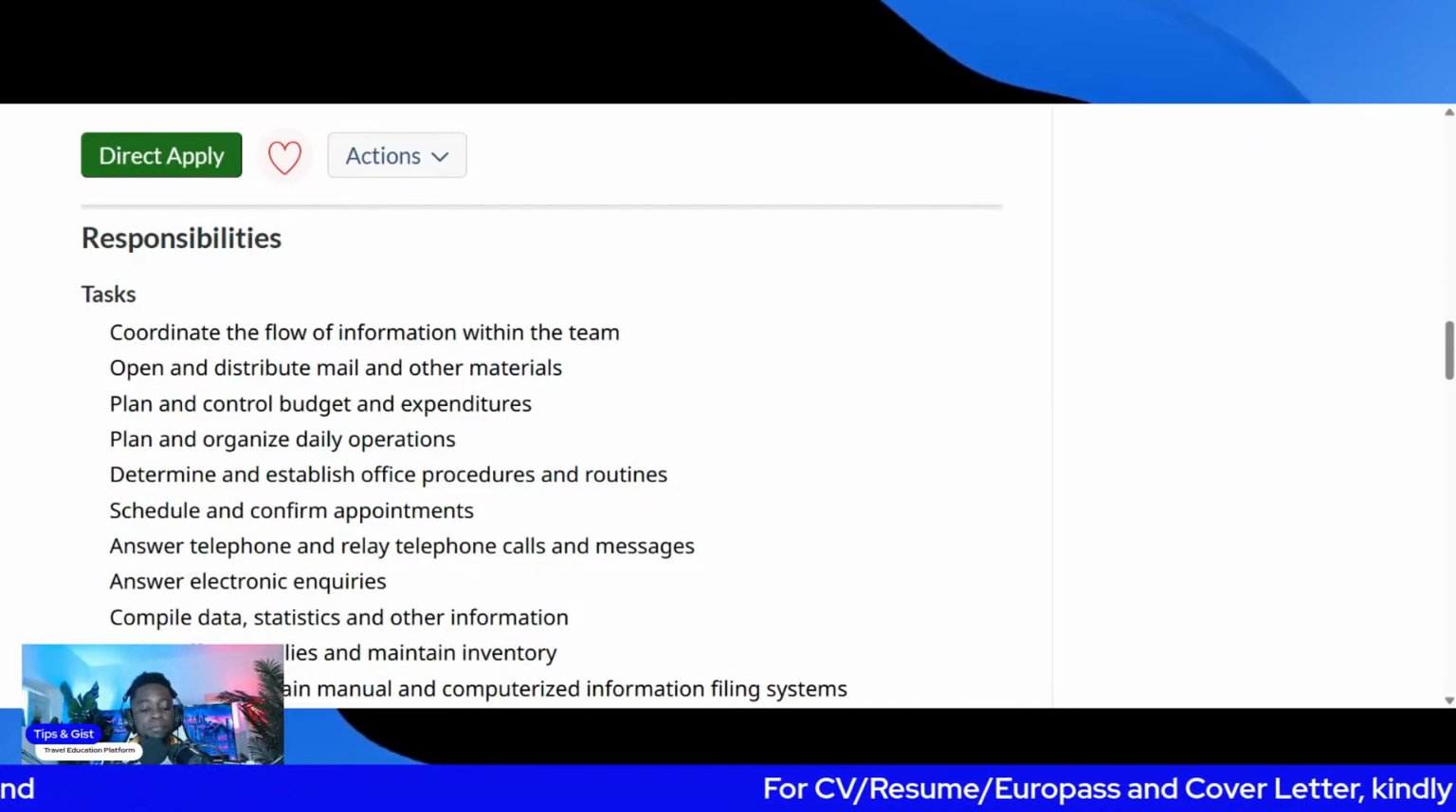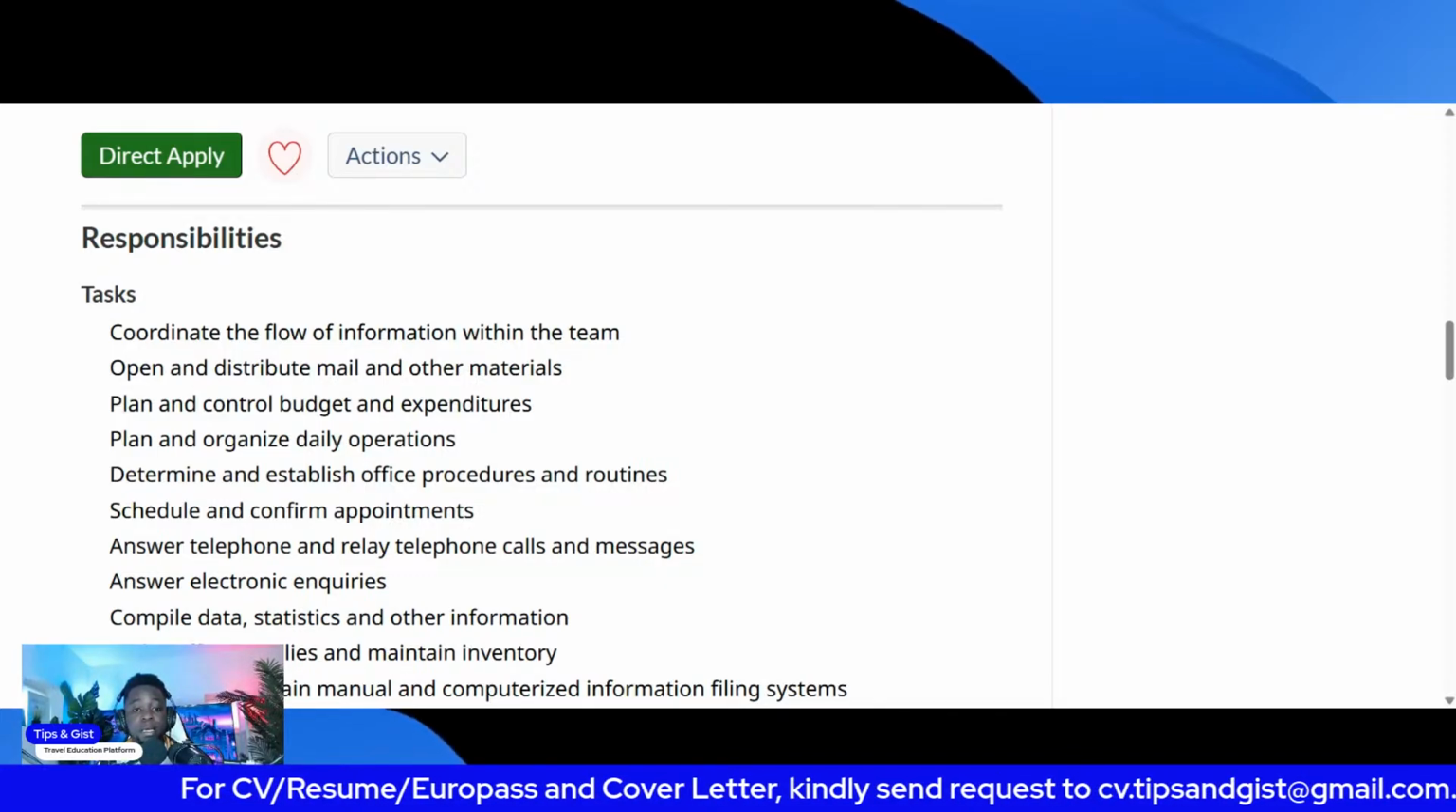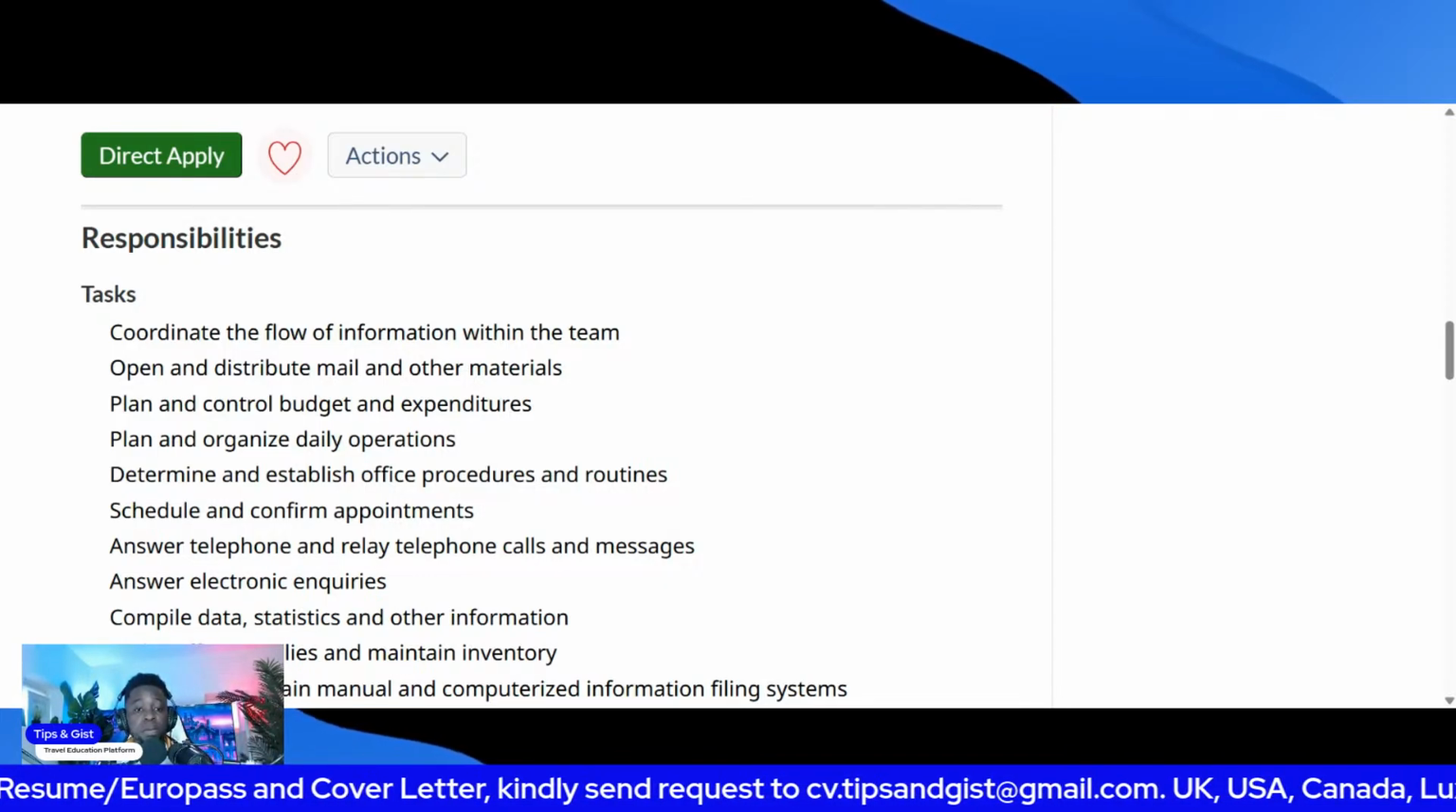All right. Now, make sure that you consider the responsibilities. That is the ATS, because the book is going to teach you.